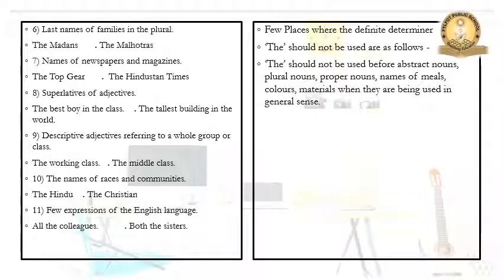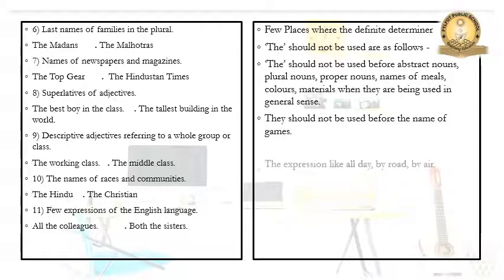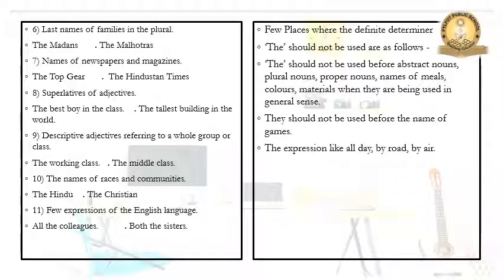They should not be used before the names of games. The football, the basketball, it should not be used. It should only be football, basketball. So the is not used before the names of games. The expression should not be used like, when you're expressing all day, by road, sometimes you say all the day, what were you doing all the day? So that's wrong. When you're expressing something in general, you're not going to use the, so it'll be all day, by road, by air.